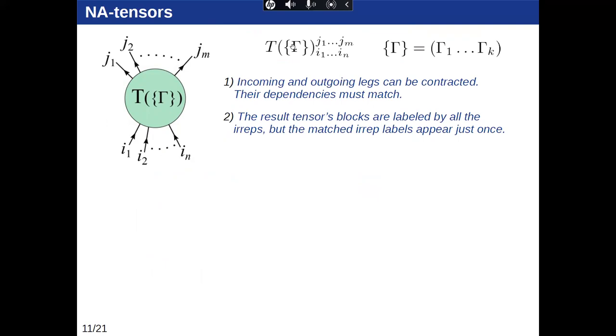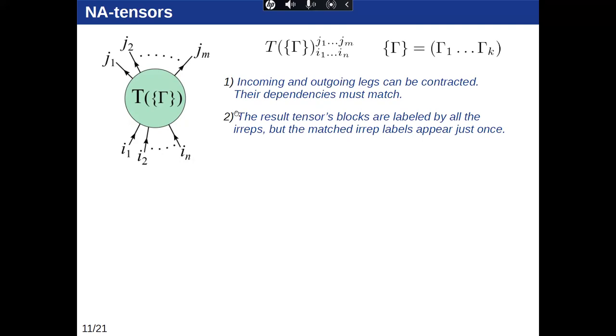And the blocks are addressed by some set of representation labels, gamma 1 to gamma k. And now the statement is that I can contract two tensors if I contract an incoming leg with an outgoing leg. And in that case, I have to match the dependencies of the two tensors. So, for example, if J2 depends on gamma 2 and gamma 3, then if I contract J2 with another tensor, then gamma 2 and gamma 3 have to be matched between the two tensors.